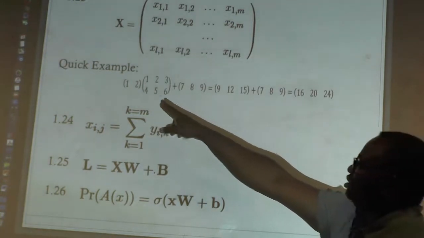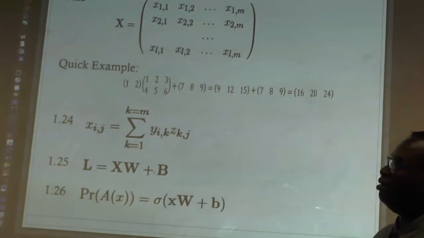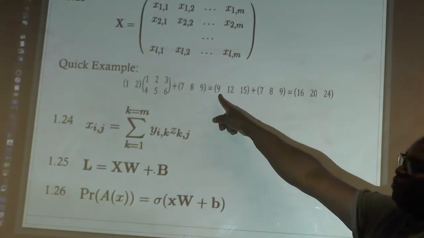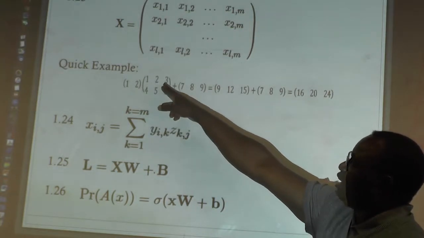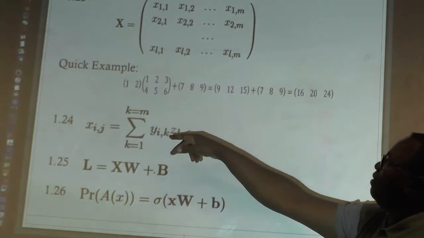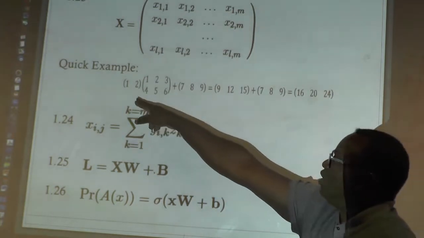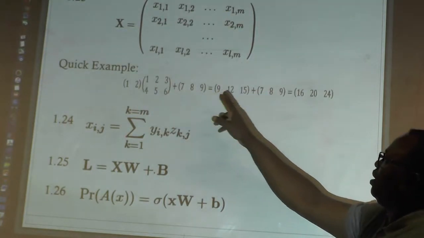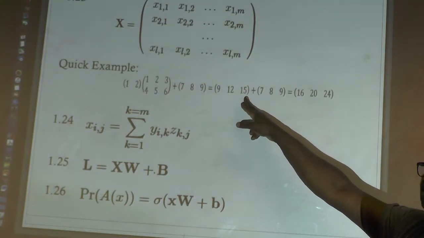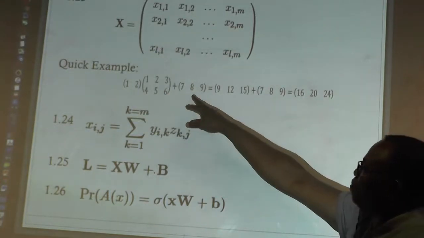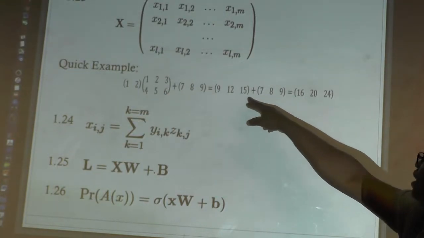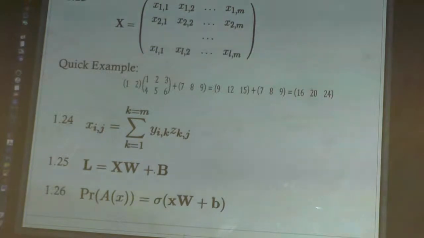If we have forgotten, that is 1 multiplied by 1 plus 2 multiplied by 4 gives you 9. 1 multiplied by 2 plus 2 multiplied by 5 gives you 12. 1 multiplied by 3 plus 2 multiplied by 6 gives you 15. That's the result of that step. Plus this. Add this together and get that. That's why it's easy when you are dealing with matrices.